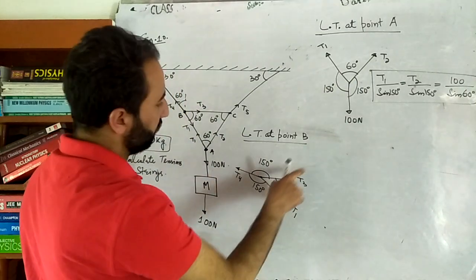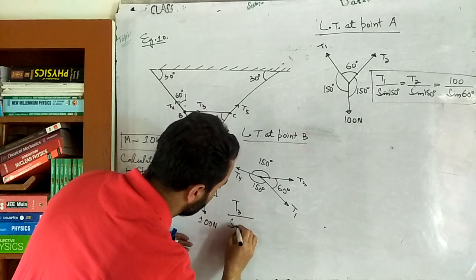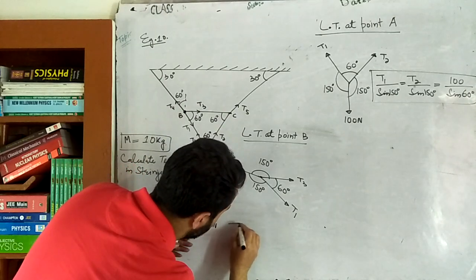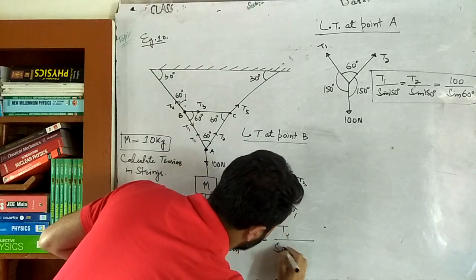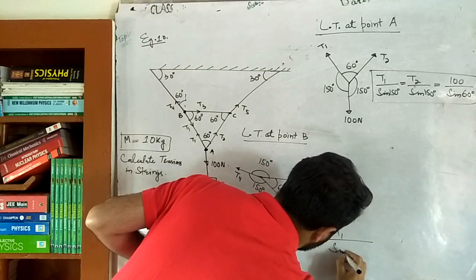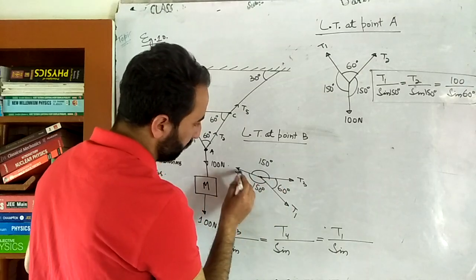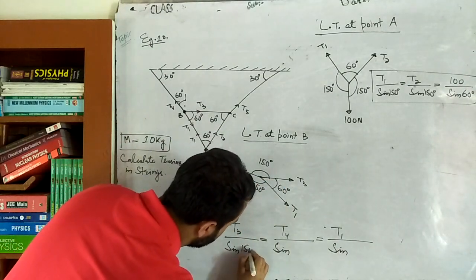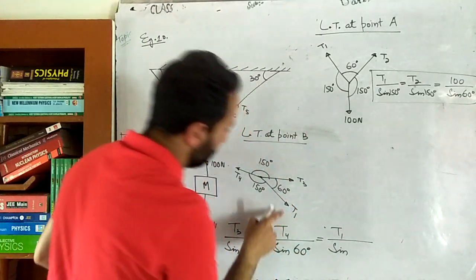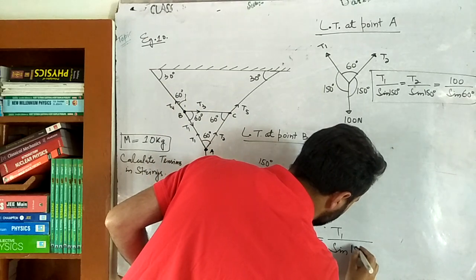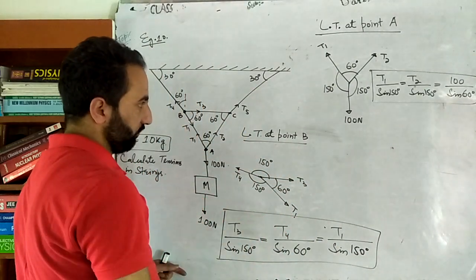We know the T1 value from here. I will start from T3. So I will write like this: T3 divided by sine of the angle is equal to T4 divided by sine of the angle is equal to T1 divided by sine of the angle. Okay, now T3 is this, and the angle between these two is 150. So sine 150. T4 is this, and the angle between T1 and T3 is 60. So here it's sine 60. T1 is this, and the angle between this and this is 150. Again, you know the value of T1 from equation number first. Then using that, you can calculate.